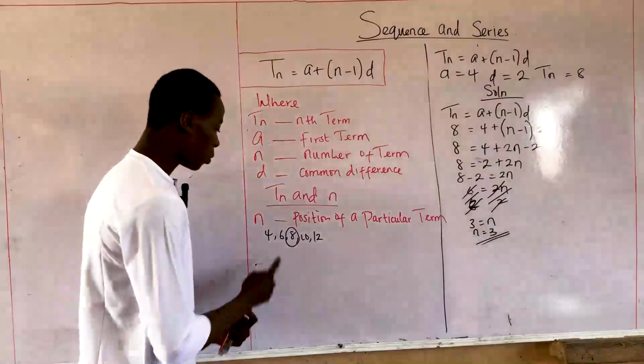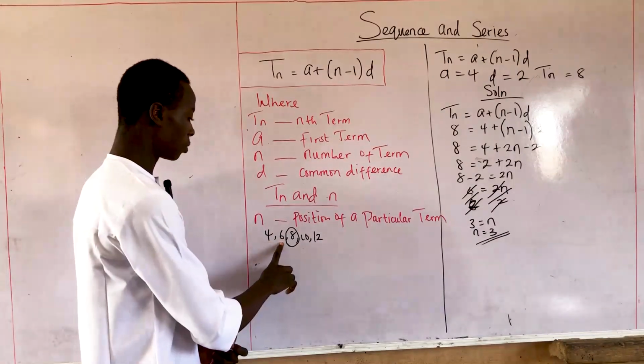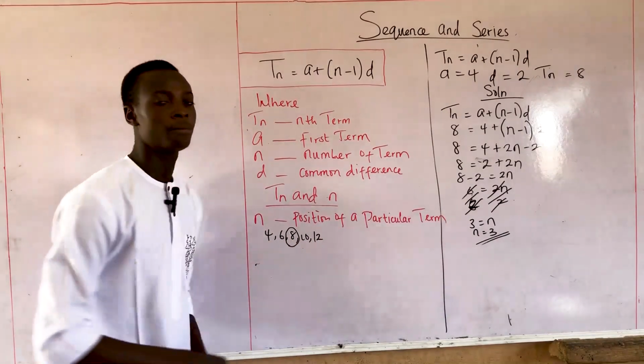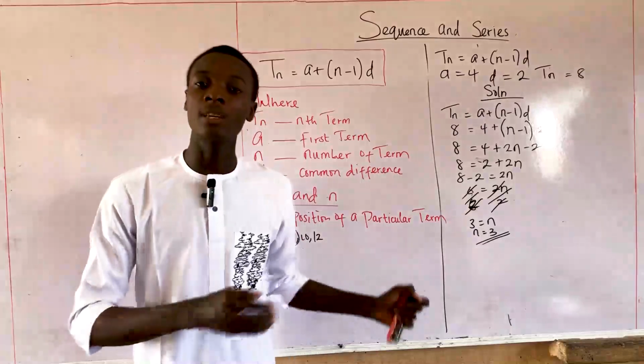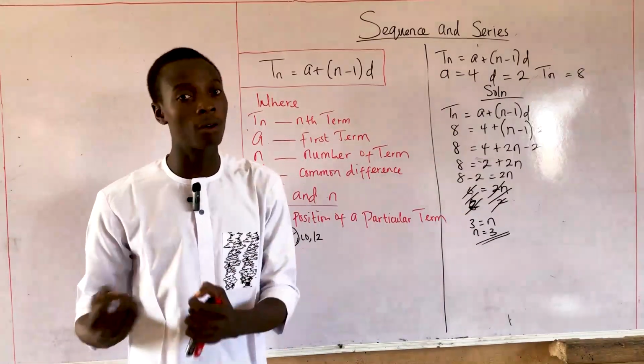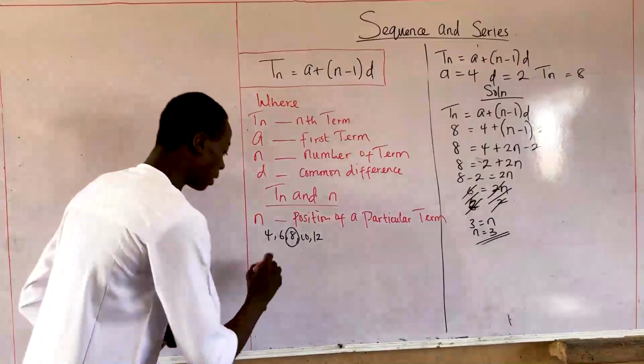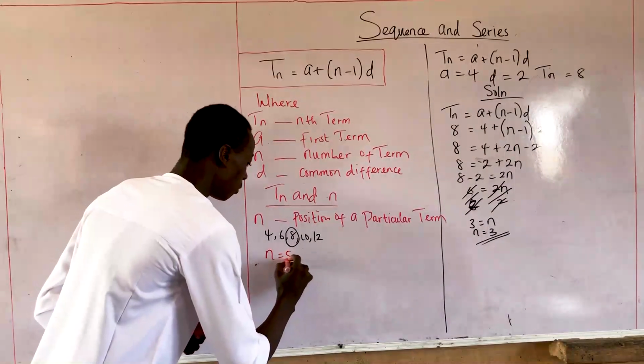For instance, how many terms do we have here? Let us count. 1, 2, 3, 4, 5. Therefore, 5 is the number of terms. A question usually asks, find the number of terms. That's what it means. So here we know that our number of terms is equal to 5.